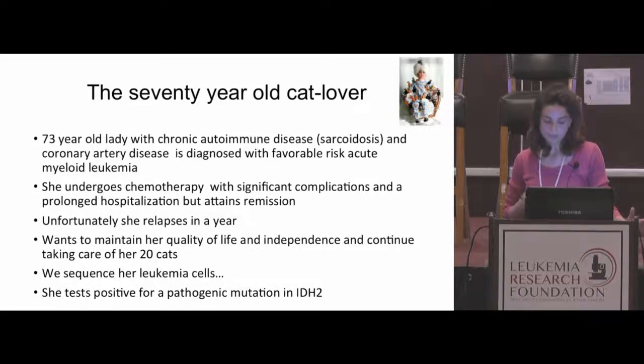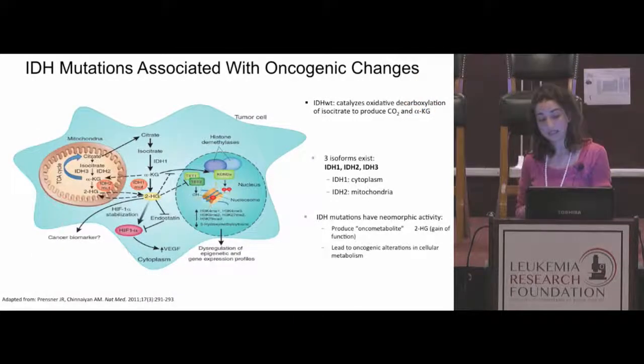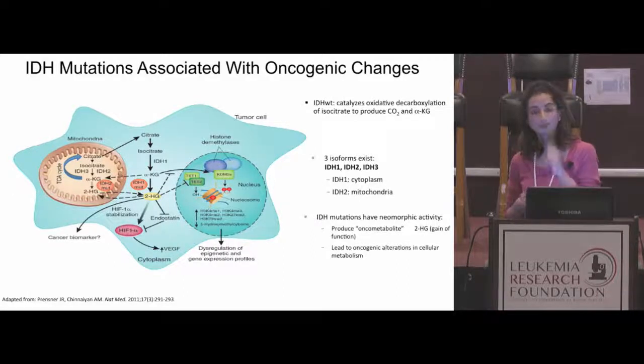So, as we do now, pretty much with everybody, her leukemia cells were sequenced, and she tested positive for a pathogenic mutation in a gene known as IDH2. So what is IDH? IDH is an enzyme. It's an acronym for isocitrate dehydrogenase.